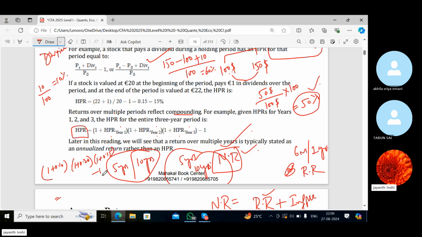So 1.10 into 1.20 into 1.15 is 1.518. Minus 1, into 100. So 51.8%. That is 1.518 minus 1, which is 0.518. So 0.518 into 100 is 51.8%. Please make a note of this. We'll move forward fast.